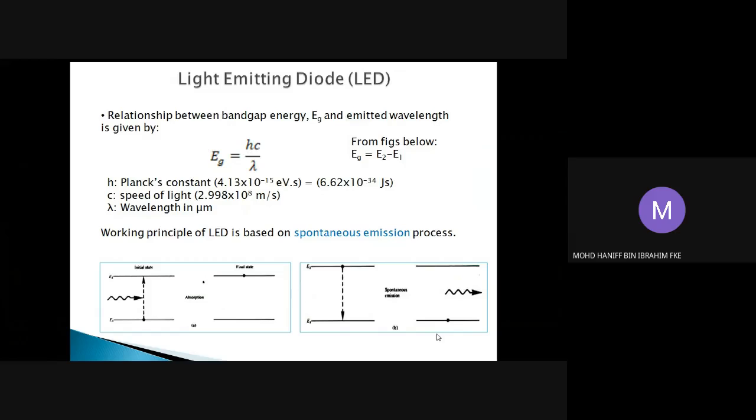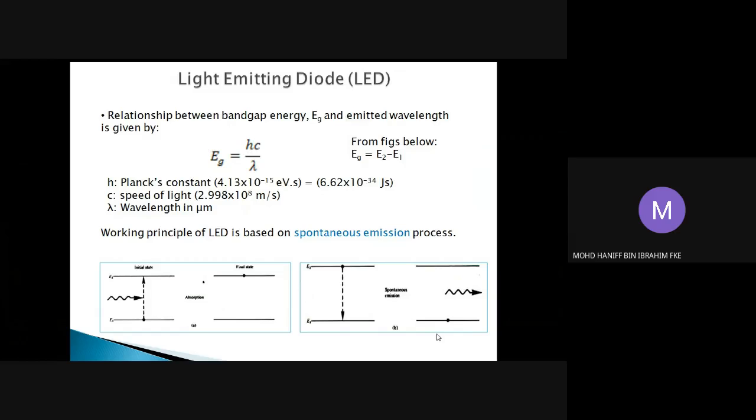In the diode, we have a process of excitation and recombination, in which the electron moves from the valence band to the conduction band due to excitation by current, and then the electrons go down from the conduction band to the valence band. This movement from the conduction band to the valence band will produce light due to this energy production.